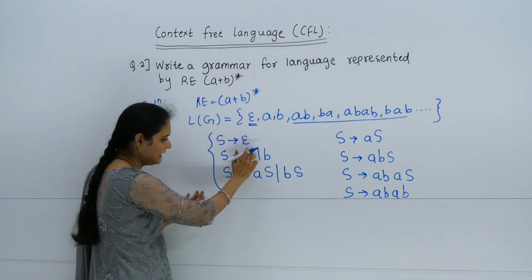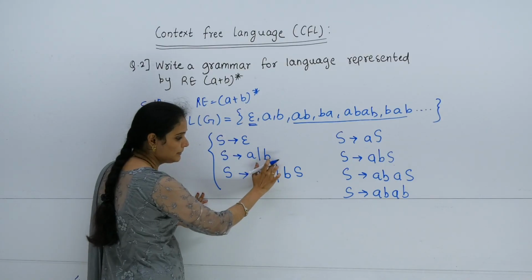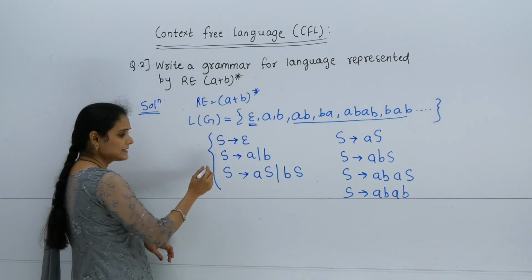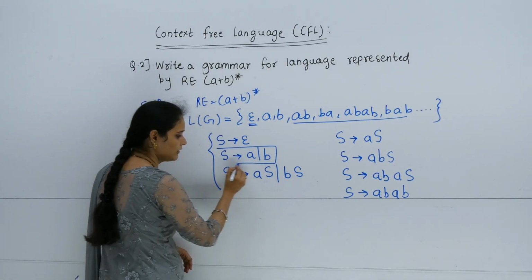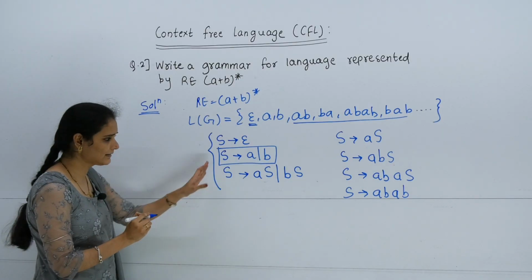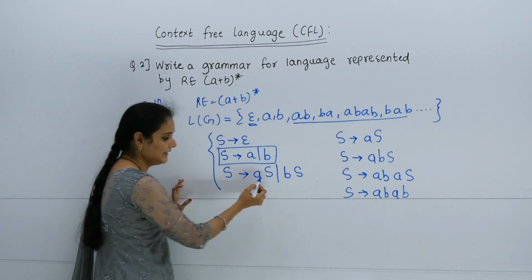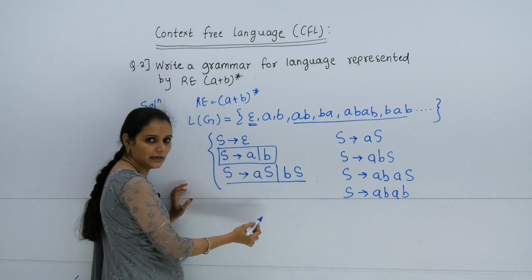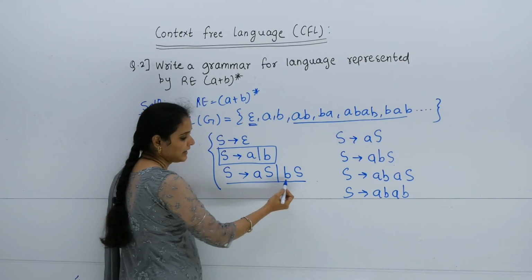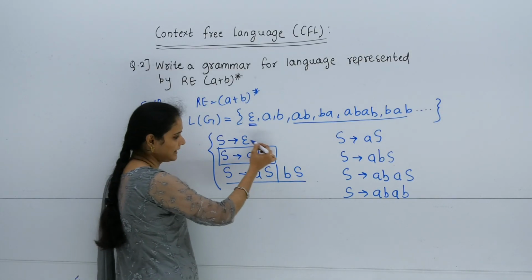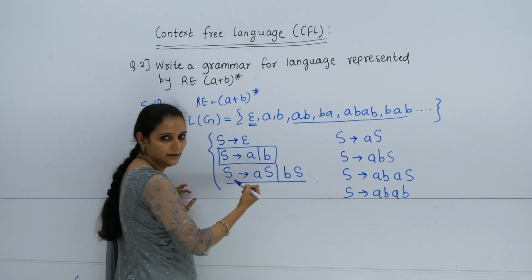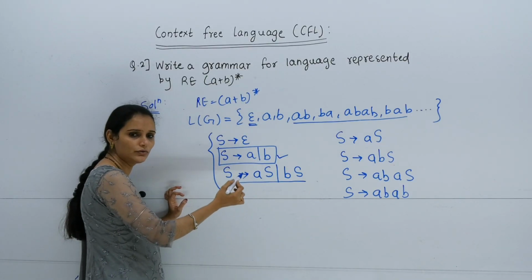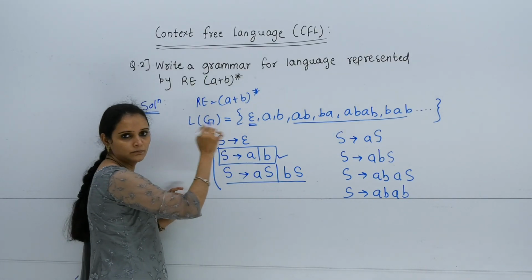S produces null, S produces a or b, and S produces aS or bS. Here it is also not necessary to write the production S produces a or b. If we want to neglect it, we can, because in the production S produces aS, if I replace that S by null, ultimately I obtain S produces a, and in bS if I replace S by null, here also I obtain b. Therefore if I want, I can write that line; if I don't want to, you can write only these two production rules.